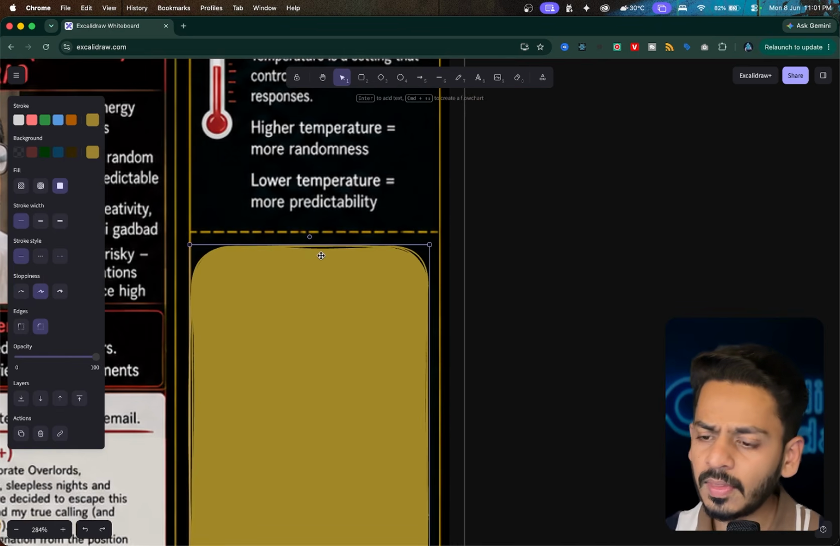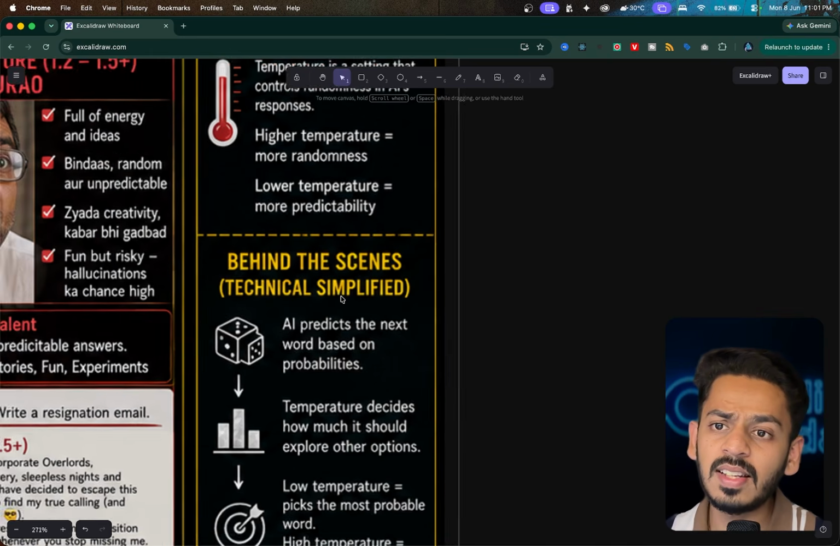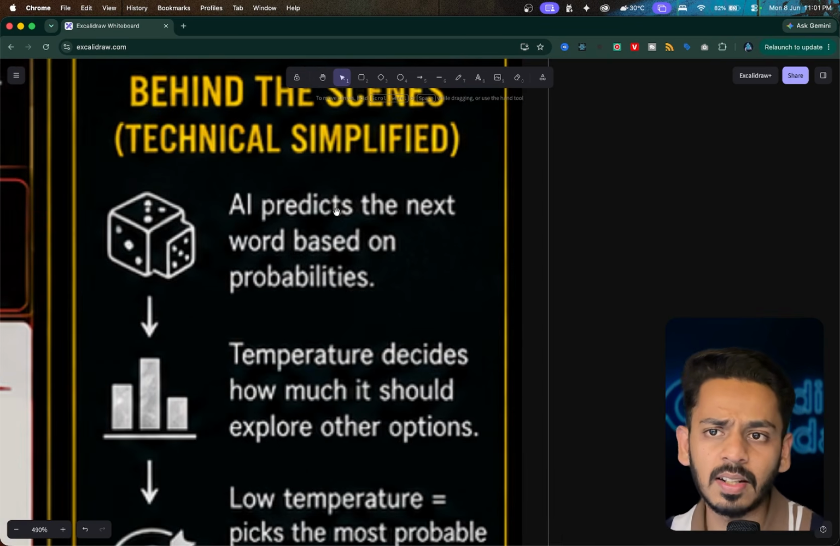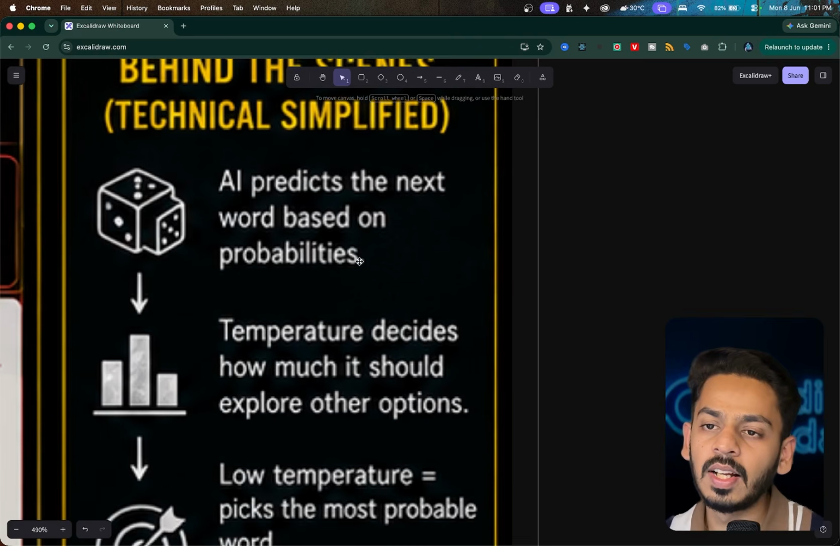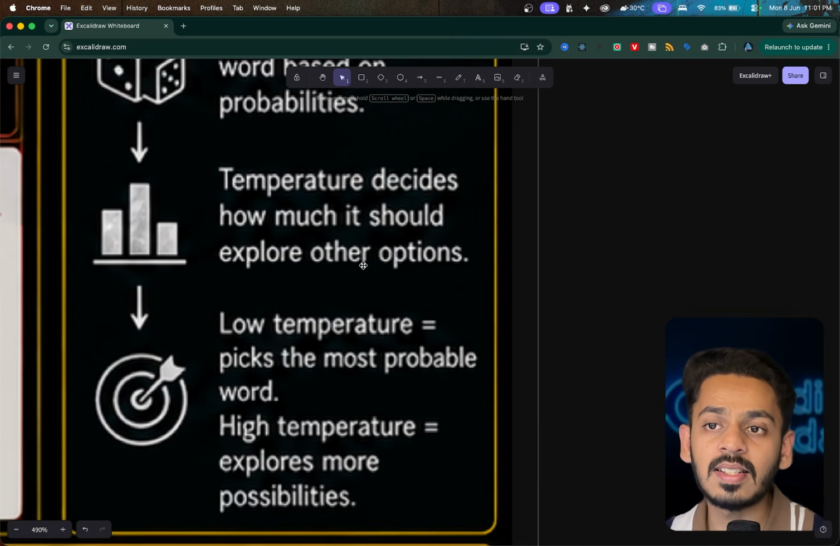Okay. Let us see how the technical implementation is done behind the scenes. AI predicts the next word based on probabilities. Next, temperature decides how much it should explore the other options. With a lower temperature, it will probably take the next word that is in the queue.